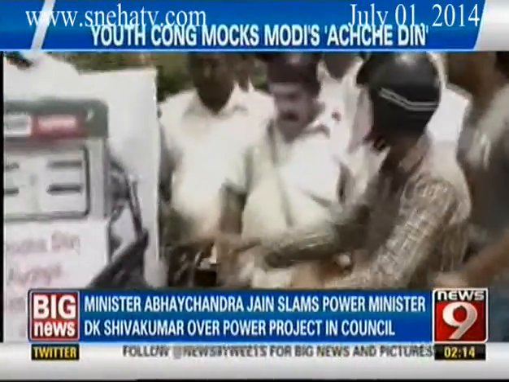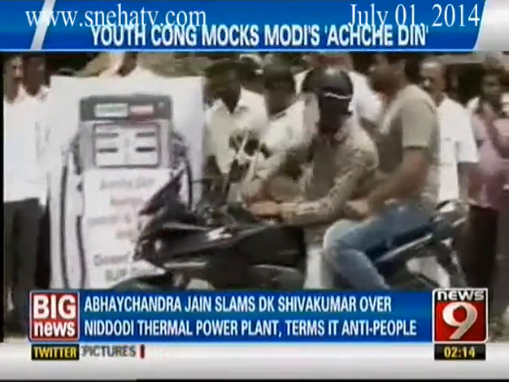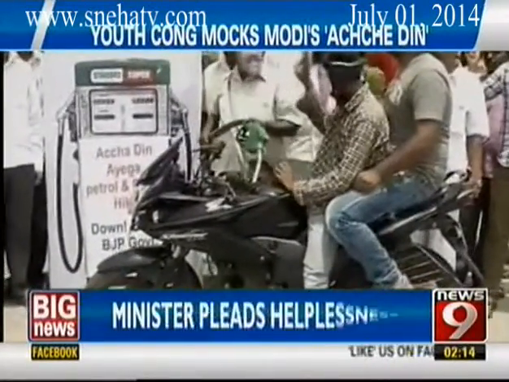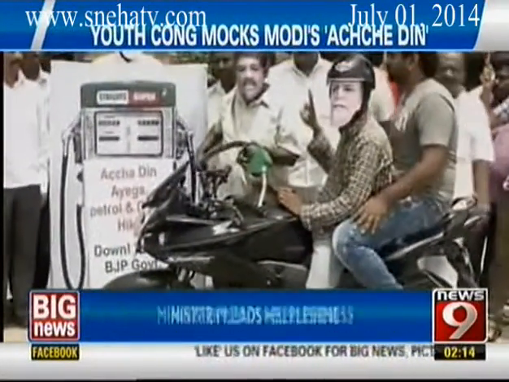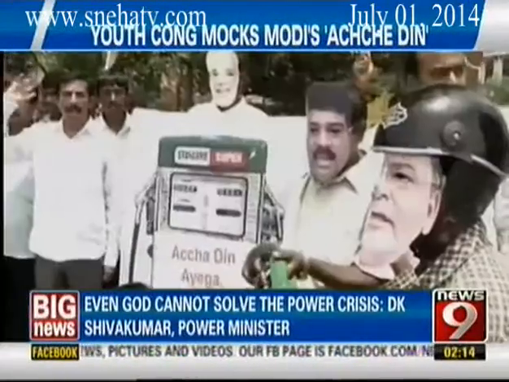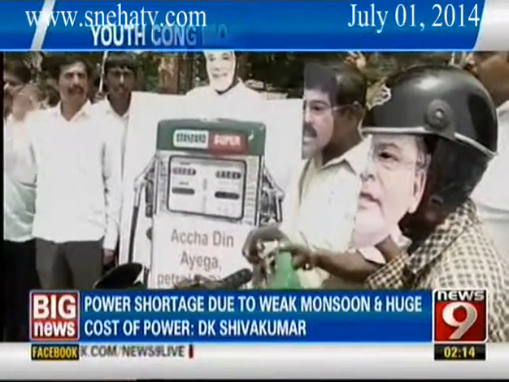And well, as the repercussion of the same, the Youth Congress of Bengaluru is staging a protest. Today, they staged a protest against the government's decision to hike fuel prices. They wore masks of Arun Jaitley, Dharmendra Pradhan, and other BJP leaders, including Narendra Modi, as part of the symbolic protest.